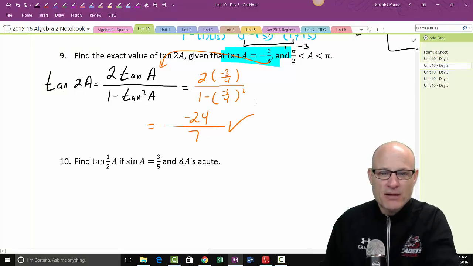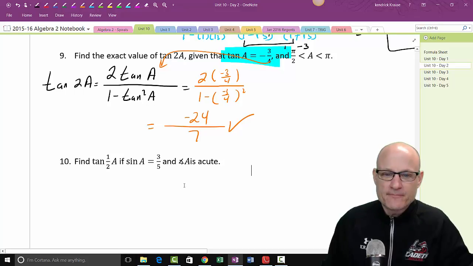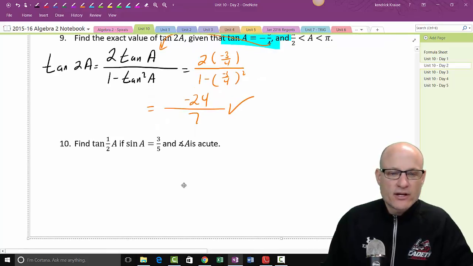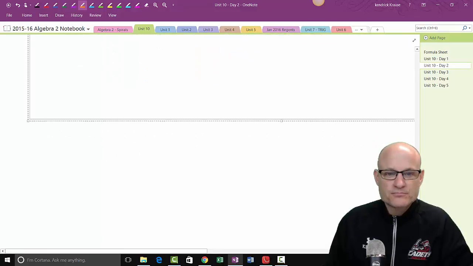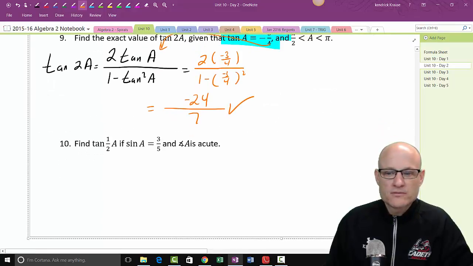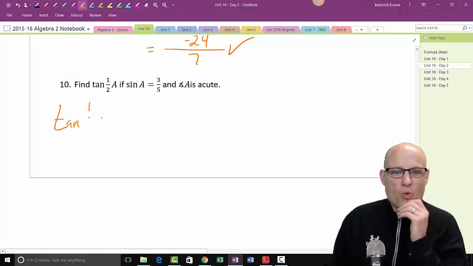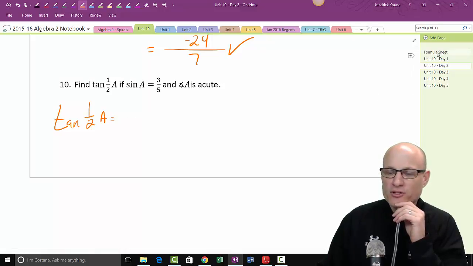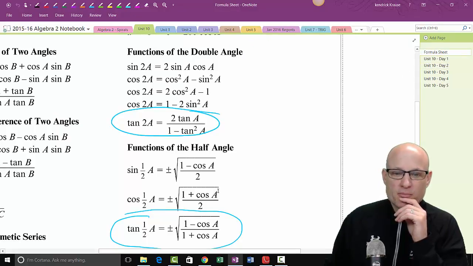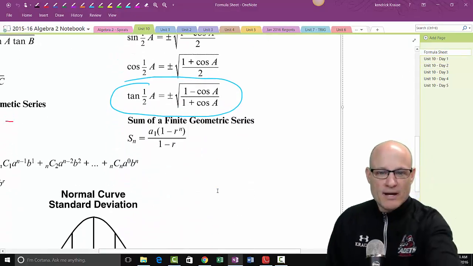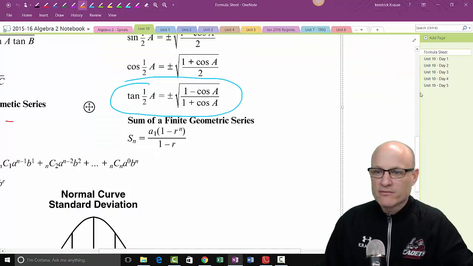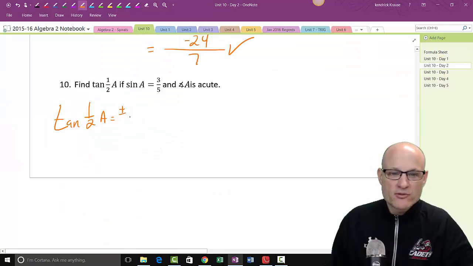Last problem, kiddies. Last problem of the day, which is nice. Okay, so let's see what we got here. So let's do this formula. The tangent of 1/2 a, yes, I know I need to shave, is equal to, let's go to our formula sheet, plus or minus the square root of 1 minus cosine a over 1 plus cosine a.